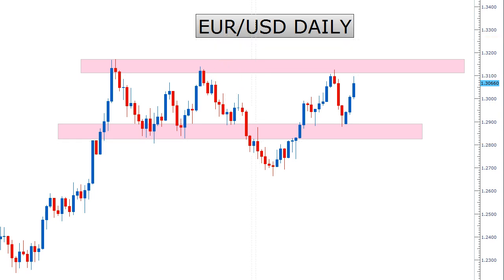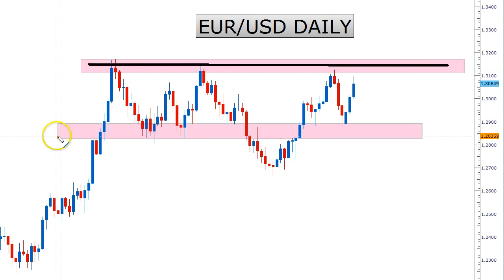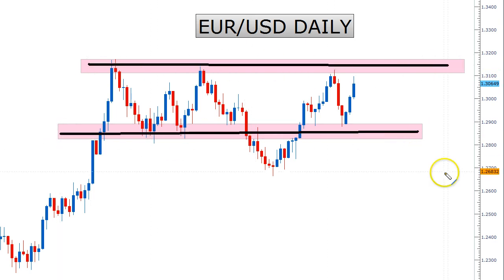And basically the only thing to do now is to look for short potential up in the top range here. Look for buy potential down in the bottom here. And then if it breaks out, kind of change your mindset and look for continuation setups rather than ranging setups. But until that happens, I would keep an eye on these two levels and make the trades respectively. And that's about all there is to say about the euro dollar.